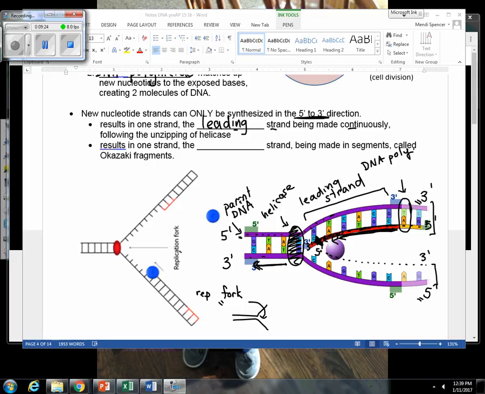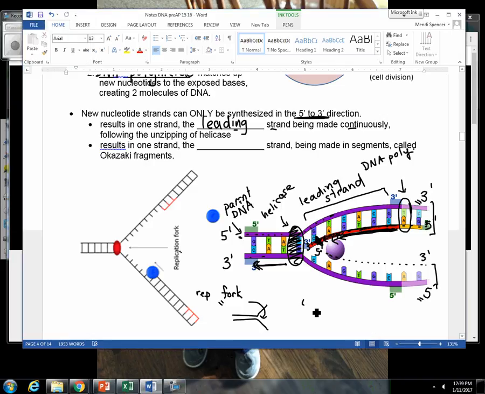The bottom strand in this situation has a different name. We're going to call this the lagging strand. Remember I said when we go to build a strand of DNA nucleotides, we have to move in a 5' to 3' direction. So what's going to happen is DNA polymerase, and you see it right here.